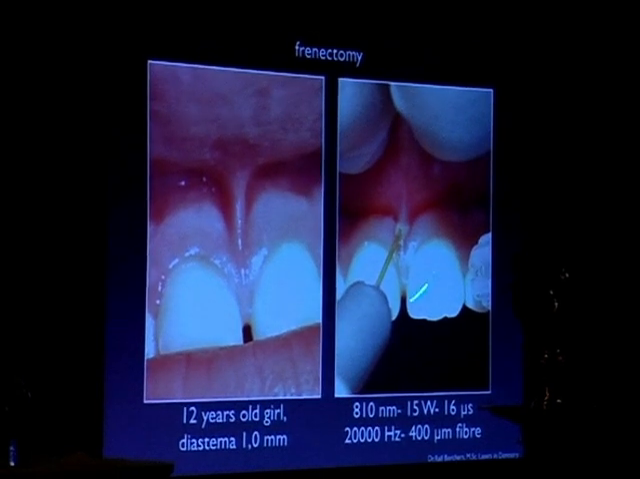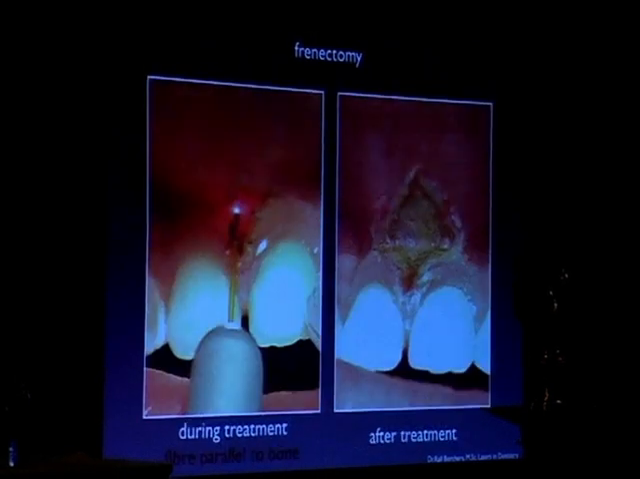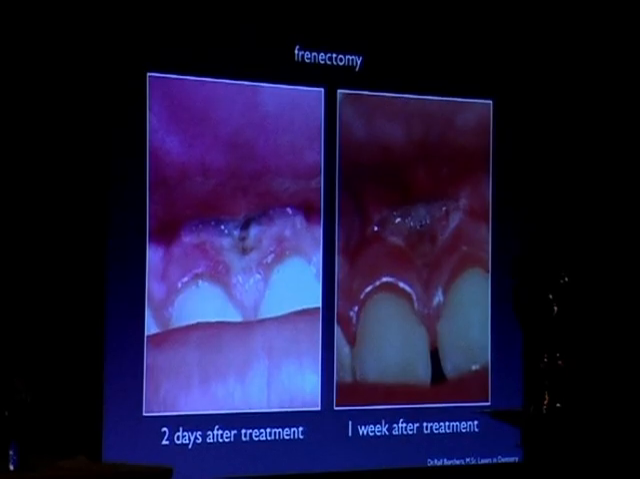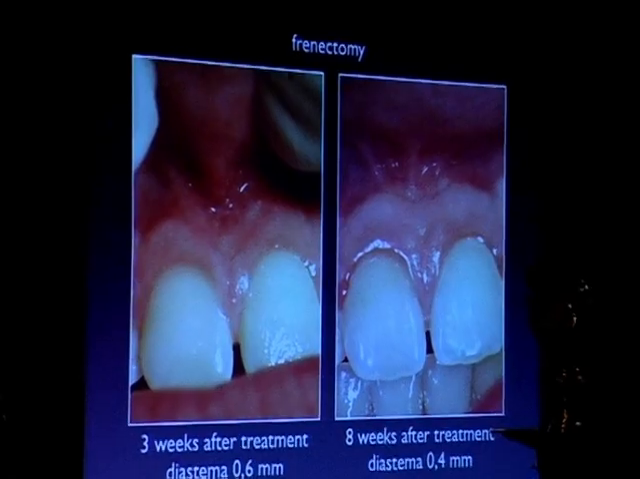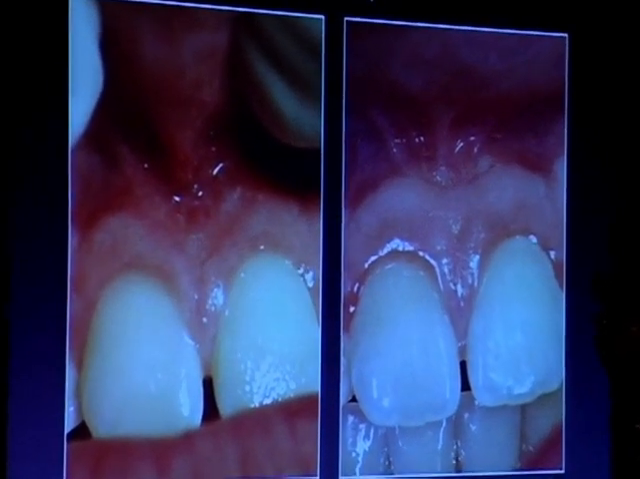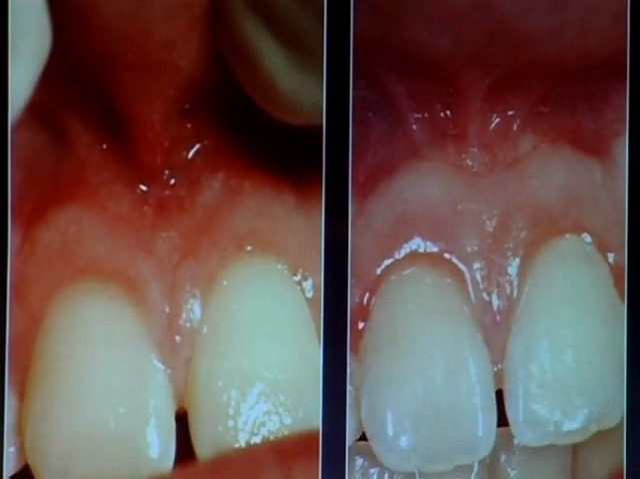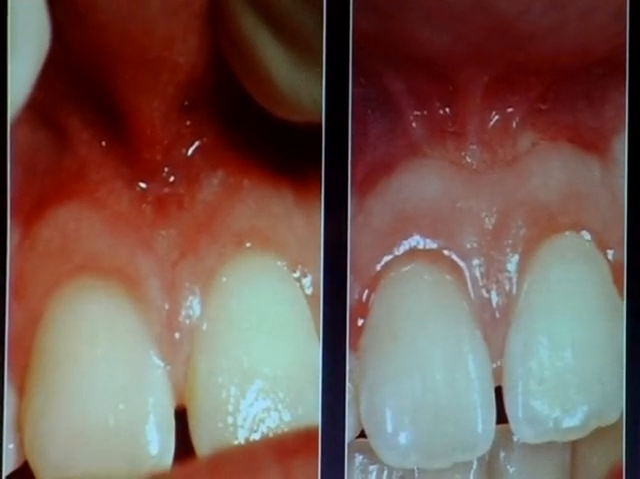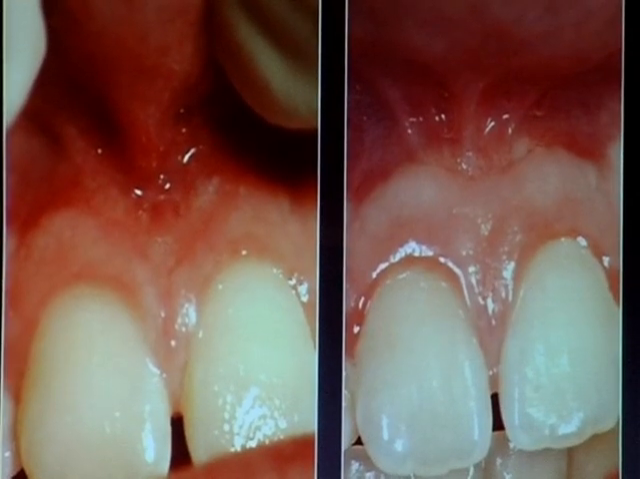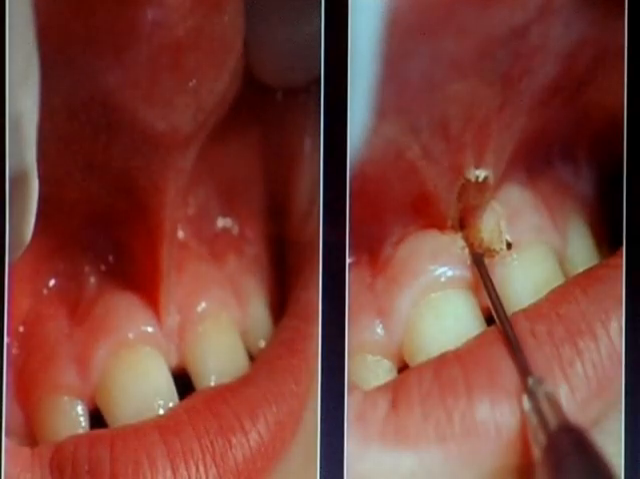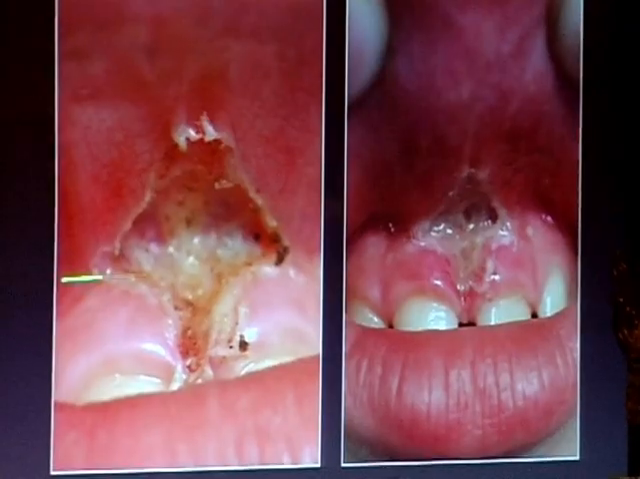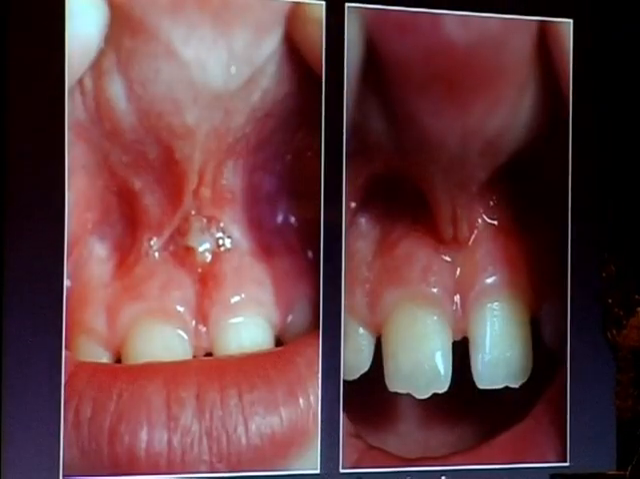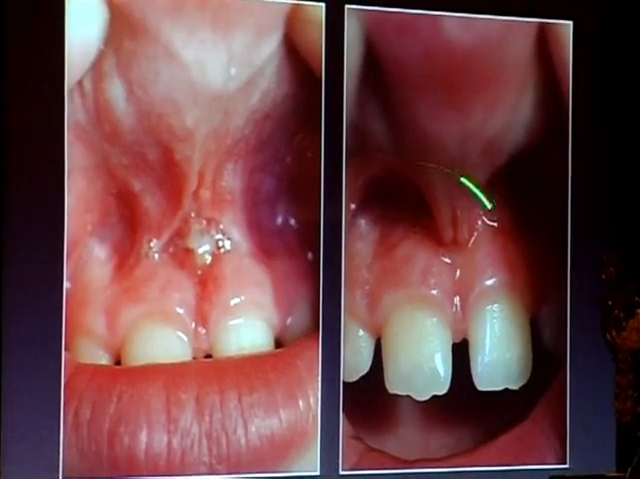Next frenectomy, this time done with a diode laser, 810, at 15 watts. You can see a little bit brownish contour. 2 days after treatment, 1 week after treatment. This is 3 weeks after treatment, and without orthodontics, the diastema decreased to 0.6, and 8 weeks after treatment, it decreased to 0.4 millimeters, just because you took away the frenulum. Next case, done with a 940 diode with 5 watts. Directly after treatment, fibrin layer 1 day later, 10 days after treatment, and 3 weeks after treatment.